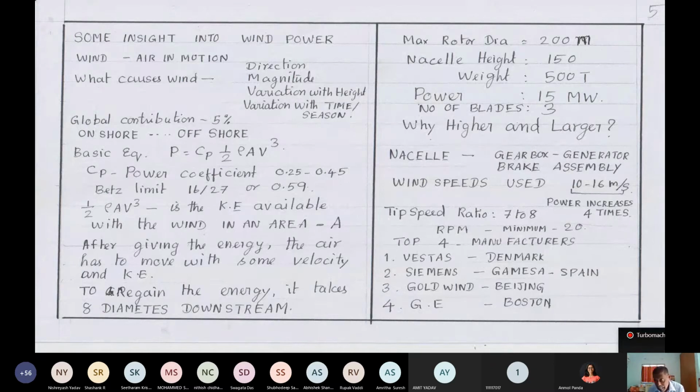500 tons means, remember, the ordinary car's weight is only 1 ton. So it is something like 500 cars. The smallest Maruti 800 is about 600 kg only. Other decent cars will have 1 ton or 1.1 or 1.2 tons. So this nacelle, which is kept at 150 meters height and has a weight of about 500 tons, this assembly and everything is a difficult thing.